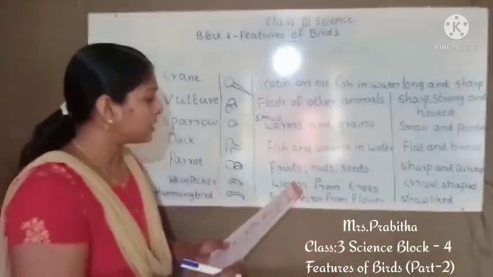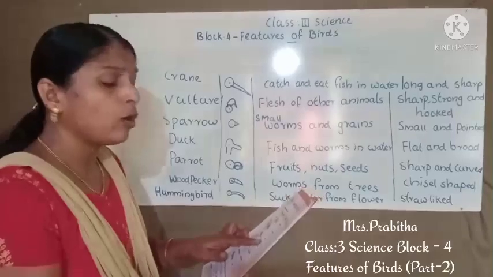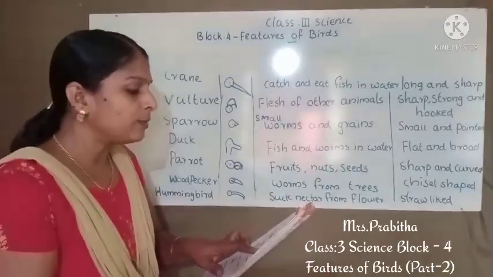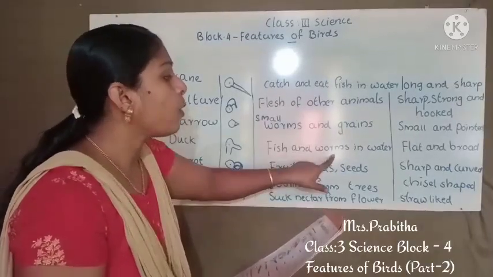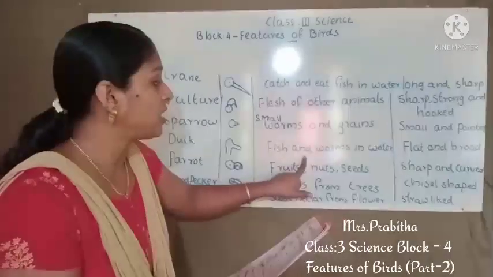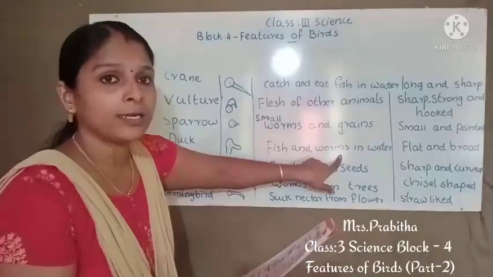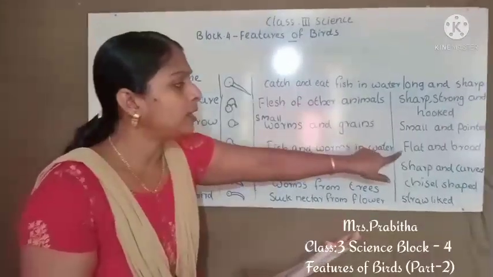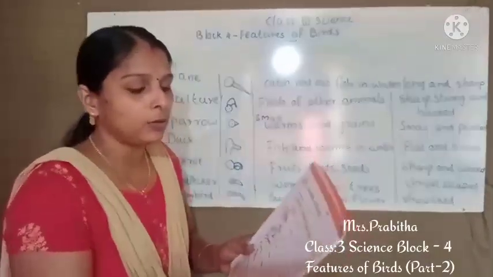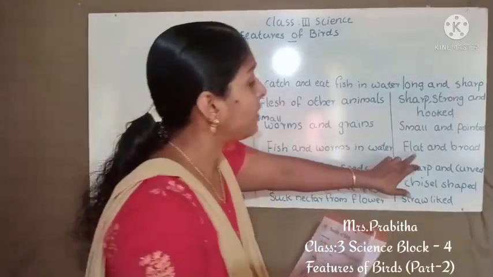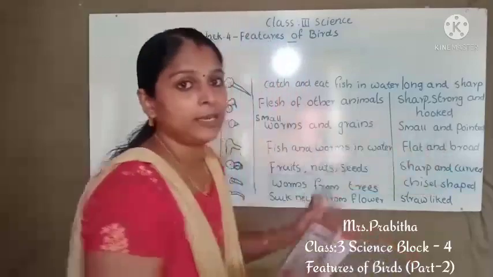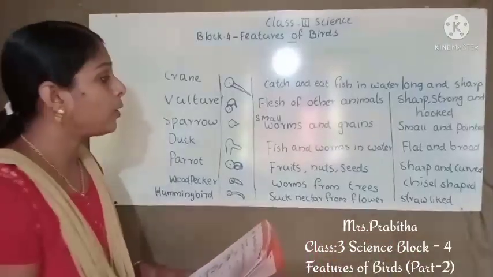Then third picture, it is the beak of a duck. Okay, what do the birds eat? Yes, the birds eat fish and worms in water. Then how does the beak look? Yes, the beak looks like a flat and broad beak. Yes, it has a flat and broad beak. Okay, flat and broad beak.